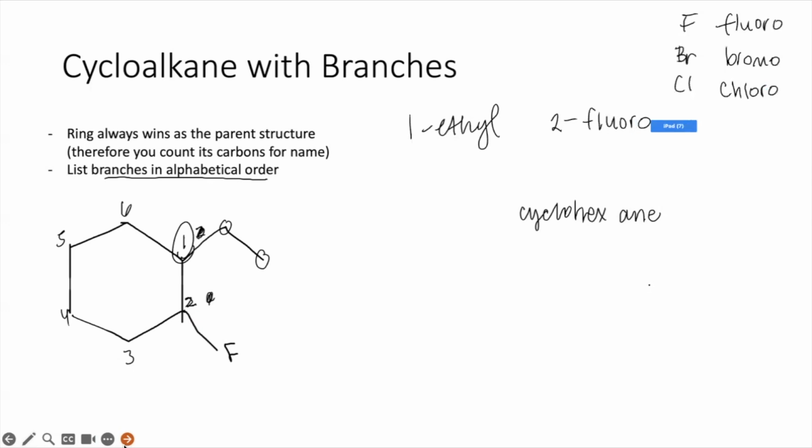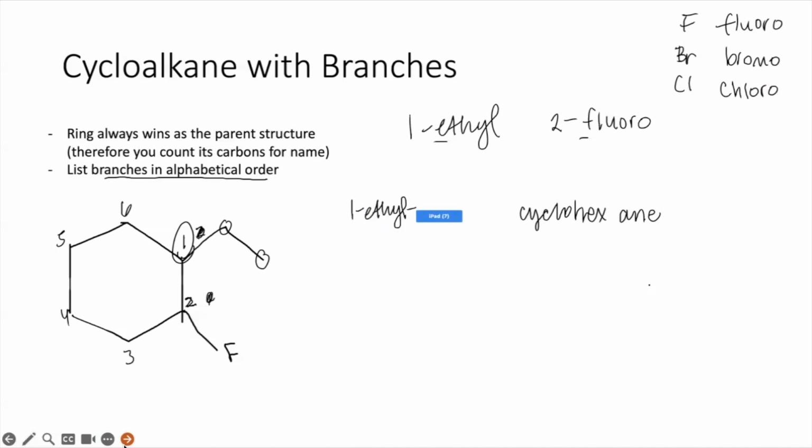So I'm going to list them in alphabetical order. So E comes before F. To me, it seems logical that we would just list them in whatever numerical order, lowest to highest, but no, we list them in alphabetical order. This also just happens to correspond with how we numbered them. So we have 1 ethyl.